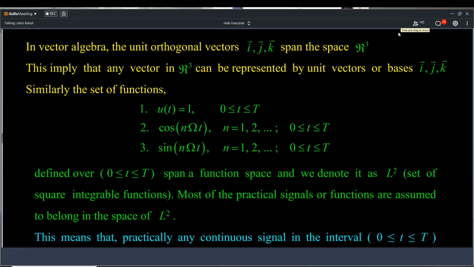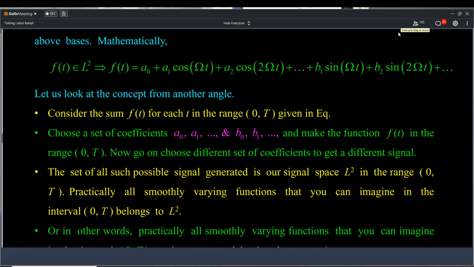Now if they are orthogonal, they can span the function space. And see here, the linear combination of these basis functions, that is a0 plus a1 cosine of omega t plus a2 into cosine of 2 times omega t plus so on. Similarly the sine functions, b1 sine of omega t plus b2 sine of 2 times omega t. This linear combination of these orthogonal functions will give you some function f of t.